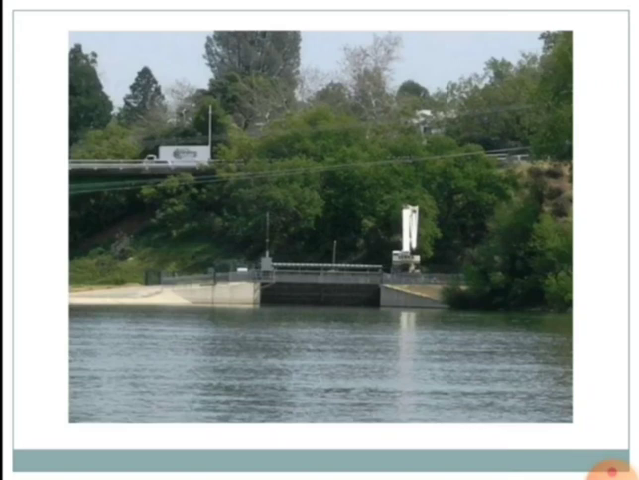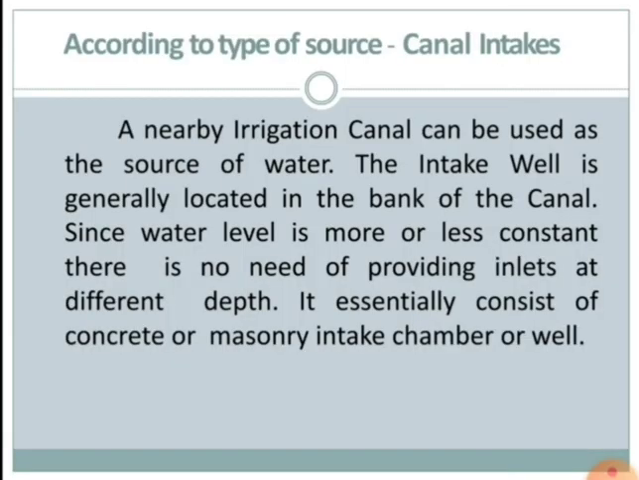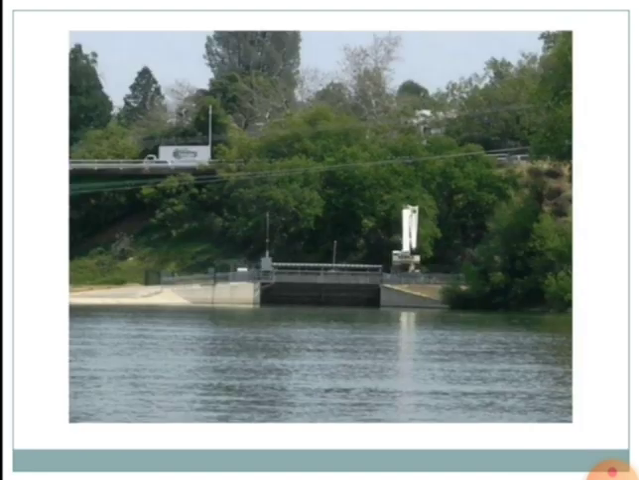So it consists of a concrete or masonry intake chamber which may be rectangular in shape, and it admits water through a coarse screen. The intake well is generally located on the banks of the canal, and since the water level is more or less constant, there is no need of providing inlets at different depths, and it essentially consists of concrete or masonry like I told you earlier.